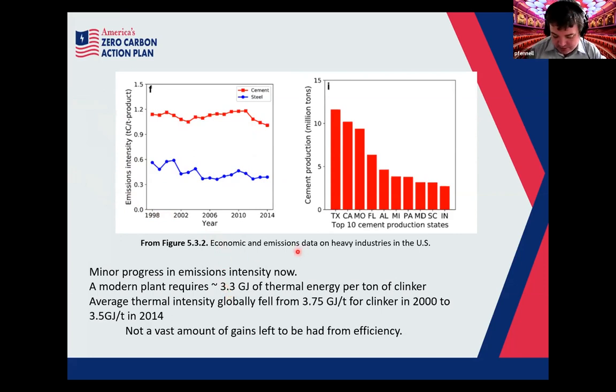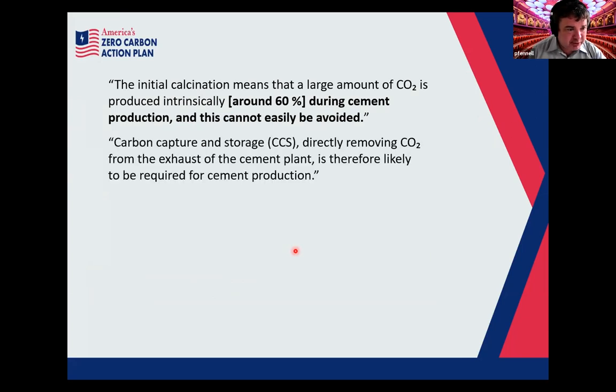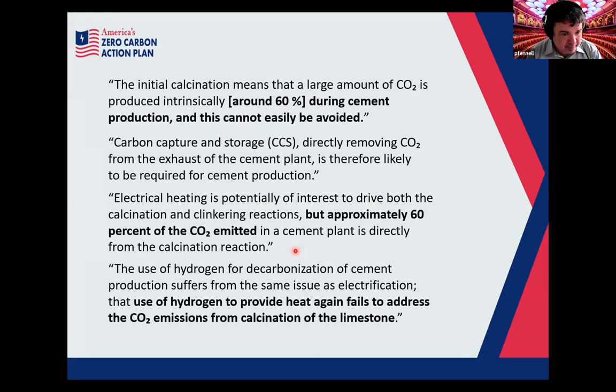Yeah, that's basically it. So, large amounts of CO2 are intrinsically produced. CCS directly removing that CO2 is going to be needed for cement production. People are talking about electrifying cement kilns, using hydrogen to run cement kilns, even biomass for cement kilns, but none of those address the process emissions. And that's basically what I said there.